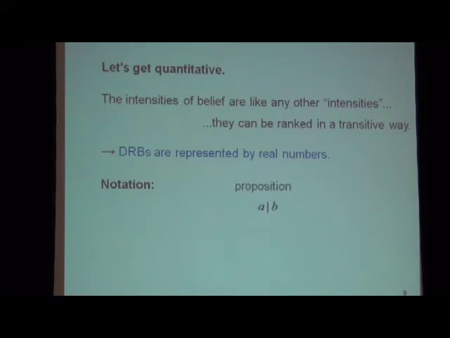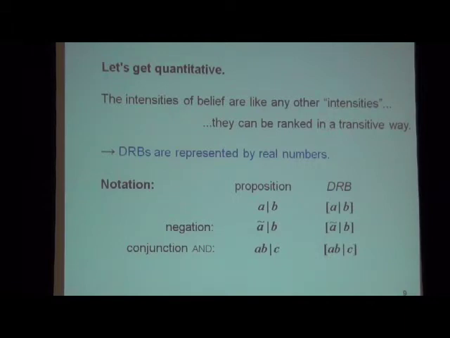The notation that we're going to use is the standard one. Propositions of A given B are written like that. The degree of rational belief is initially written like this. We have negation, we have conjunctions, and we have disjunctions, or. So this is the very standard approach.